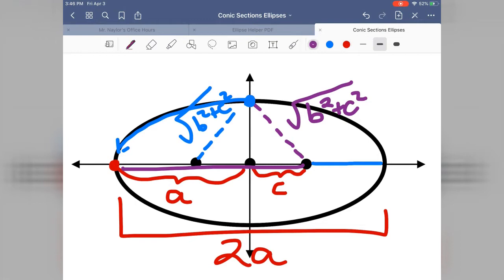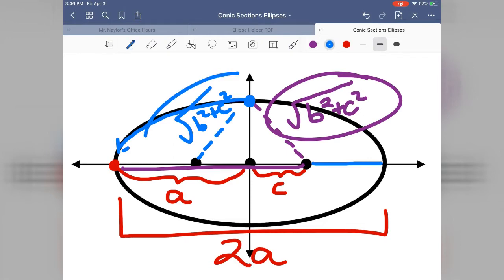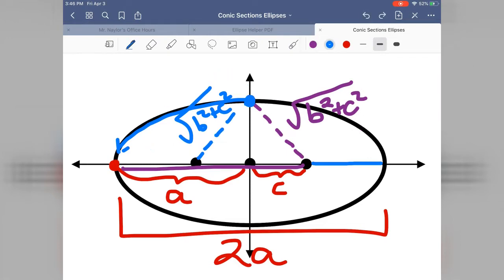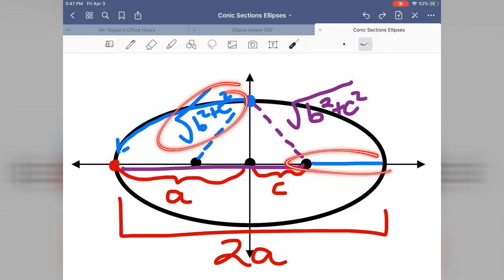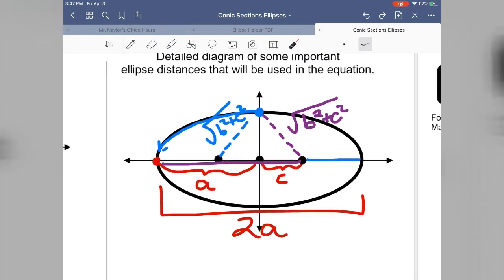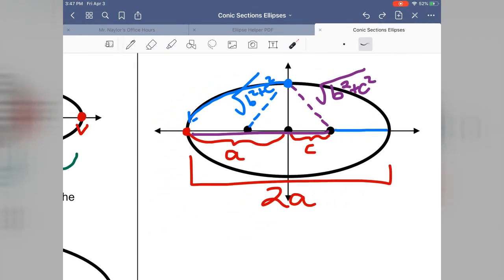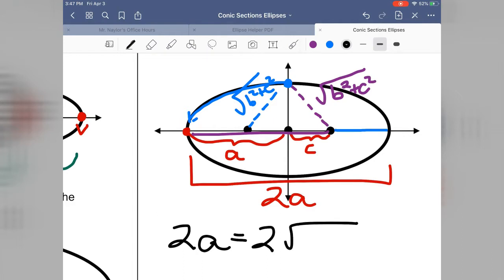But it would also be, do you see? It would also be 2 square roots, because one of the square roots is lying right here, and the other square root is lying here. And even though I know they look like they're two different lengths, they're both equal to the square root of b squared plus c squared. So we're ready to make our statement. That is that 2a, in other words, the whole length, is equal to 2 square roots of b squared plus c squared.